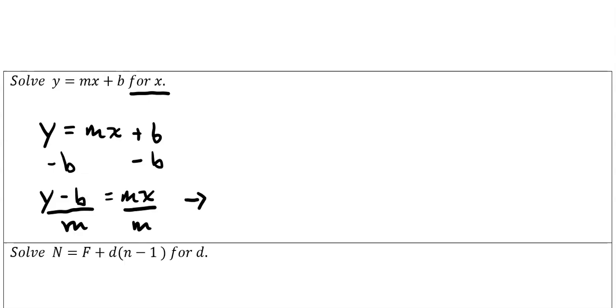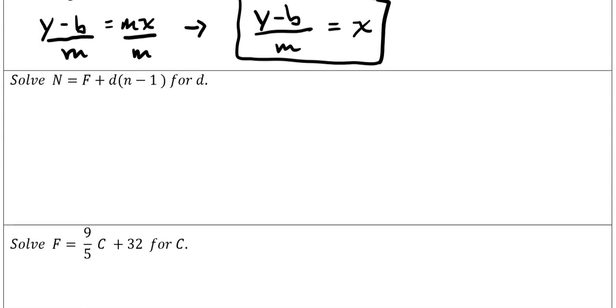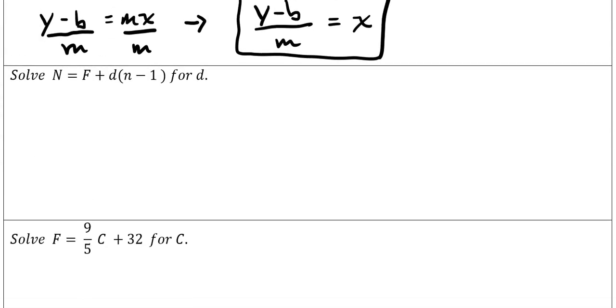When we do this, the m on the right hand side will cancel out, and we just get y minus b over m, and that is going to be equal to our x. So in our next example, I want you to try to solve this for yourself.